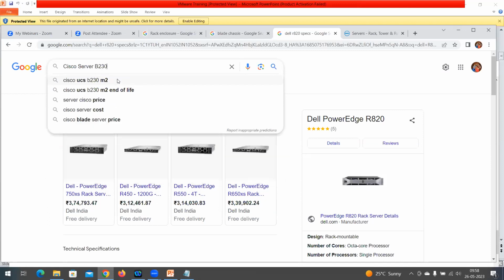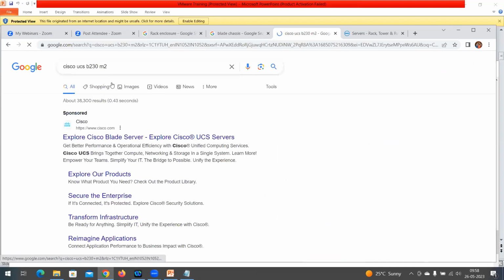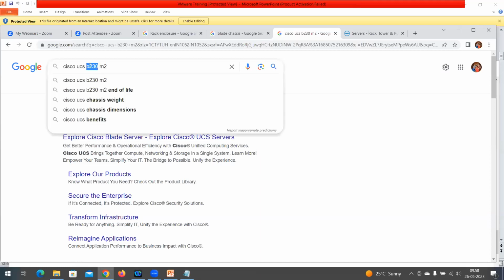B230, B230M2. What is this? By looking at the information, I can say this is one of the blade servers. I know the model, that's the reason I mentioned it here. If you are not sure, you can get that information from your inventory and understand the specification of each server. What is the CPU capacity? What is the memory capacity? What is the minimum? What is the max? These two things we need to understand by looking at the server model.